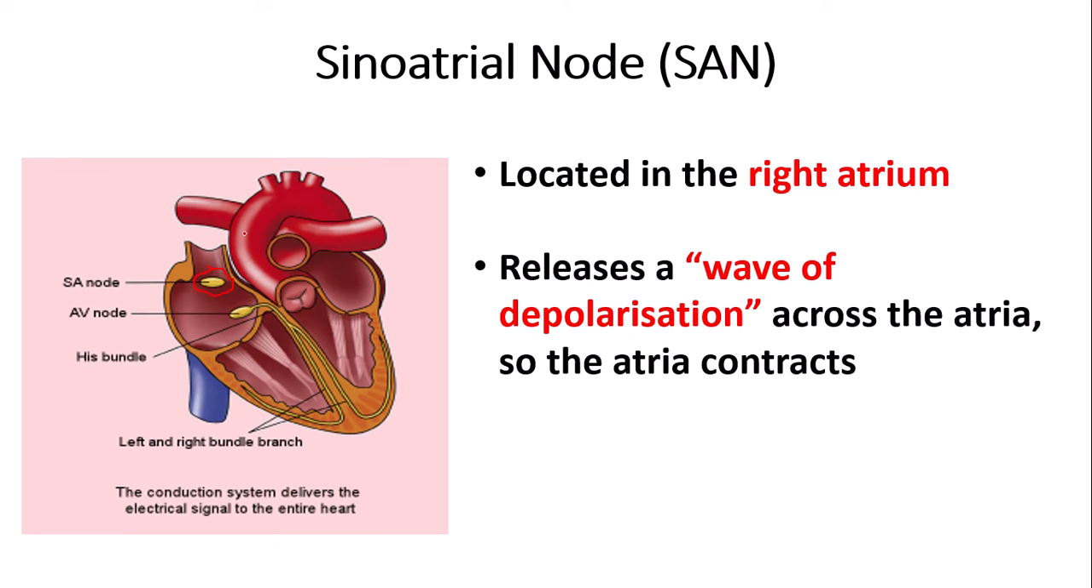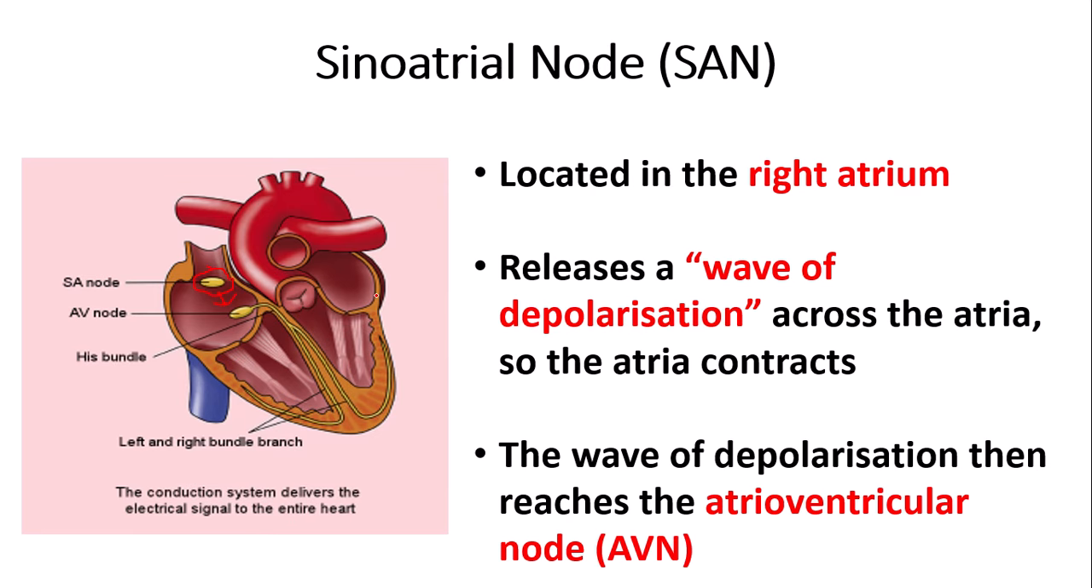So the sinoatrial node releases a wave of depolarization, or electrical impulses, across the atria. This means that the atria contract. And if you are familiar with the cardiac cycle, atrial contraction causes the flow of blood into the ventricles.